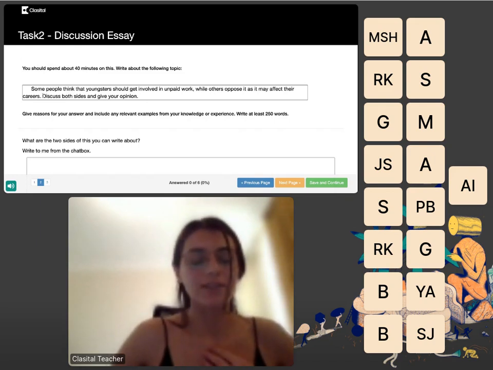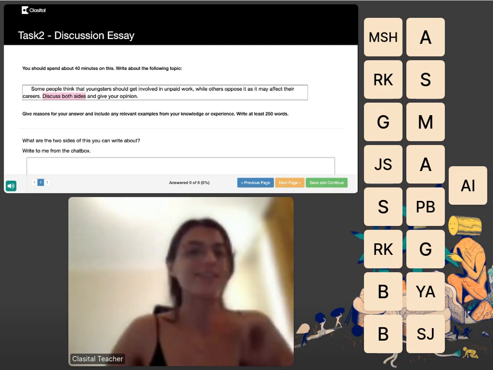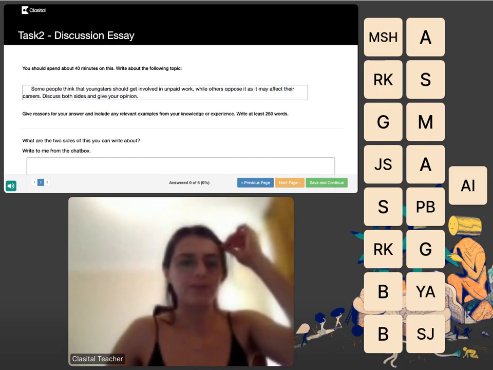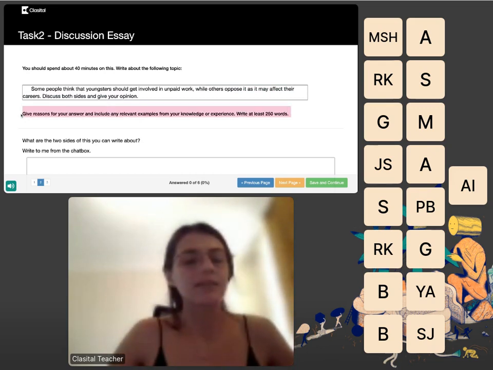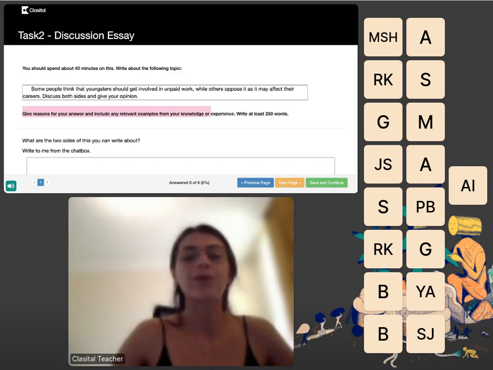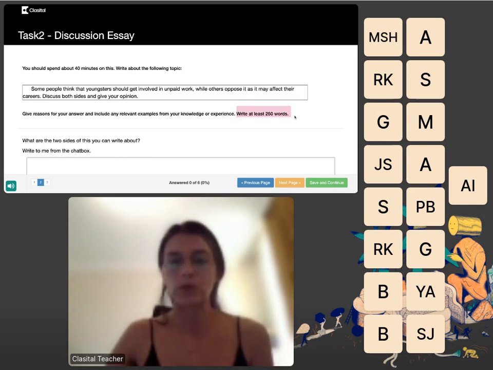So our question asks us to discuss both sides. As you can see, it asks us clearly to discuss both sides and give our opinion. So we need to do those. And it says, give reasons for your answer and include any relevant examples from your own knowledge and experience. And we need to write at least 250 words.